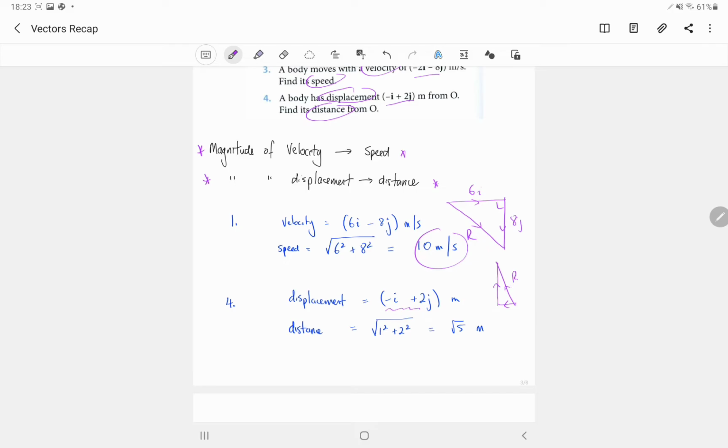And the magnitude would be the square root of 1 squared plus 2 squared, and then take the square root. So square root of 5, whatever that is, and we're still talking about meters.